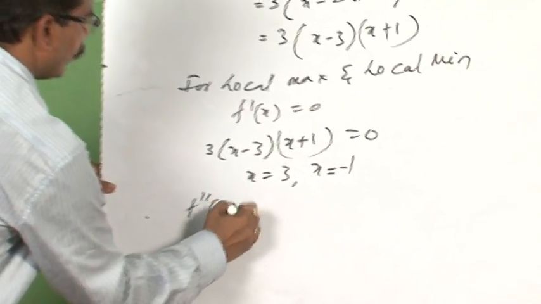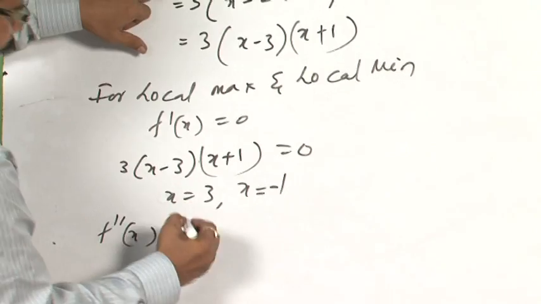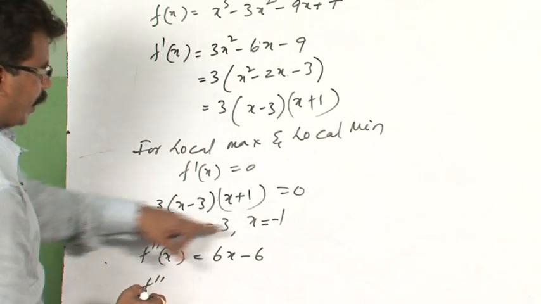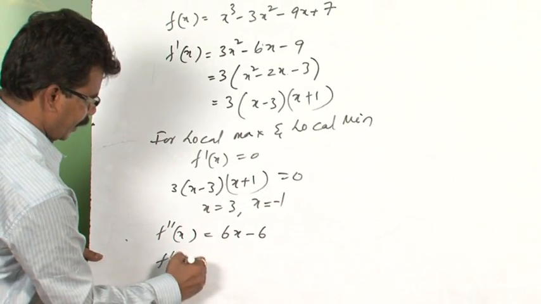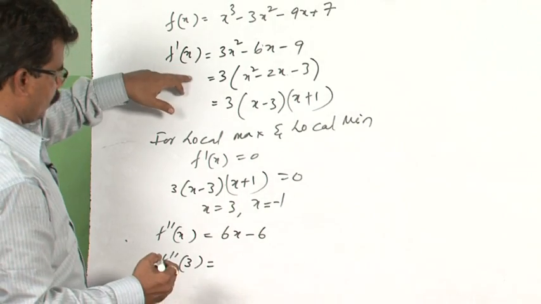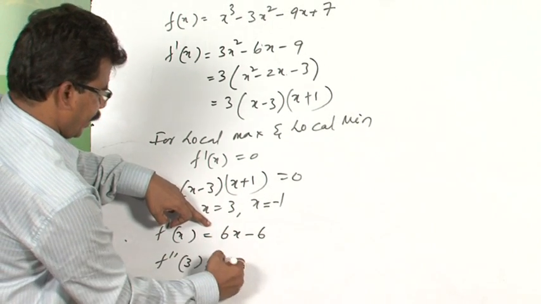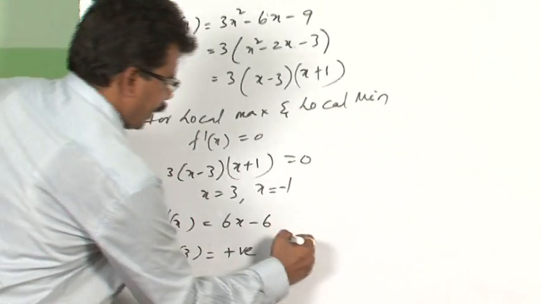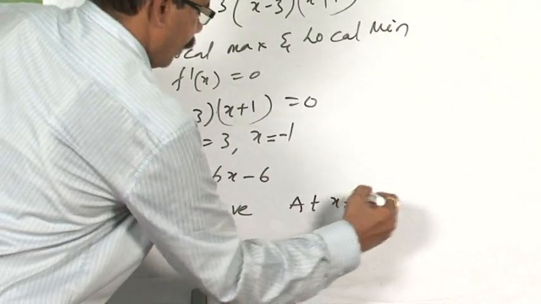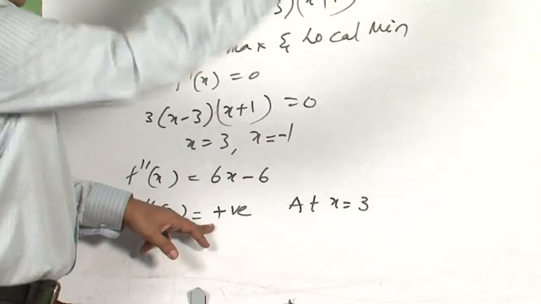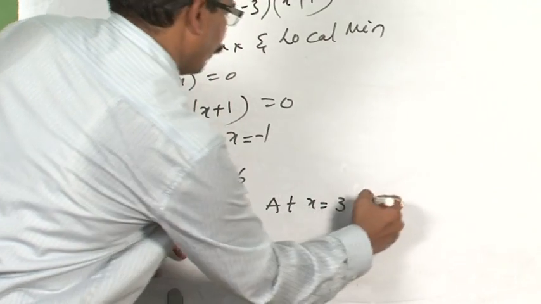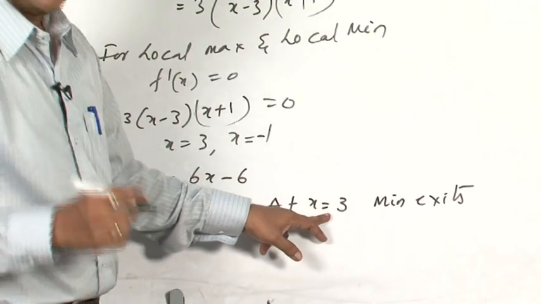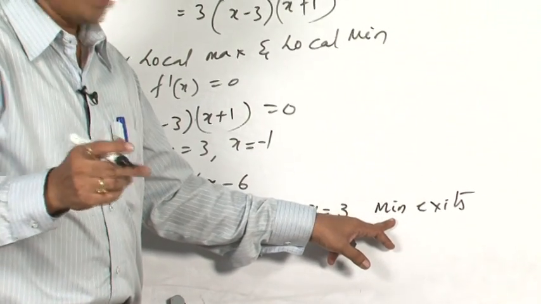So, let us find f double dash. f double dash x is equal to 6x minus 6, from f dash x. Let us find f double dash at a critical point. f double dash 3 is equal to, substituting x is equal to 3, 18, which is clearly positive. Since f double dash 3 is positive, does a maximum or minimum exist at x is equal to 3? It is positive, therefore at x is equal to 3 a minimum exists, or x is equal to 3 is the point of local minimum.